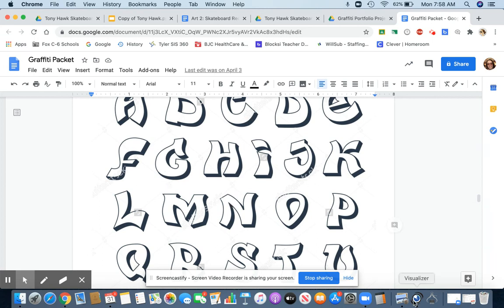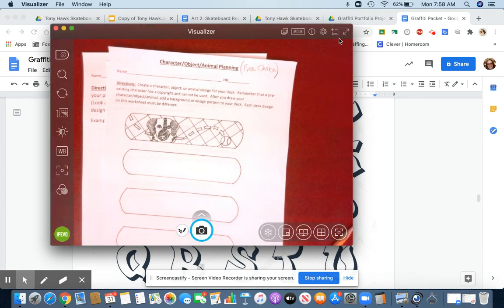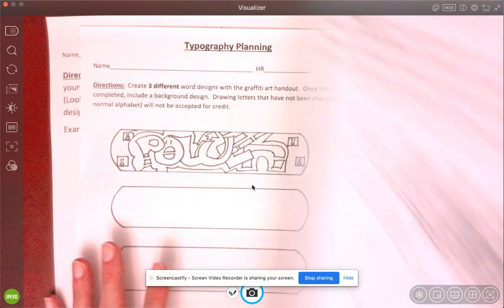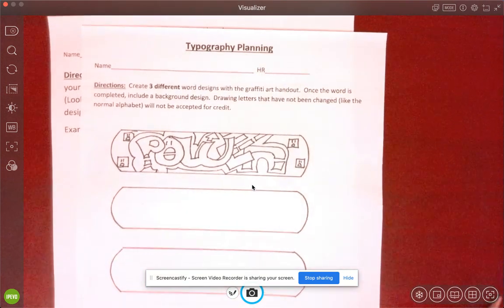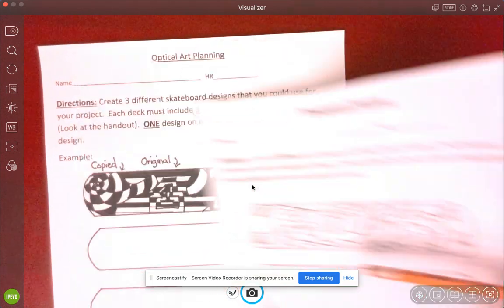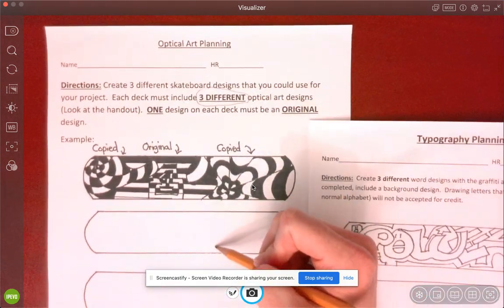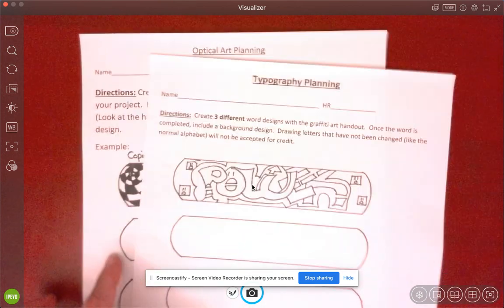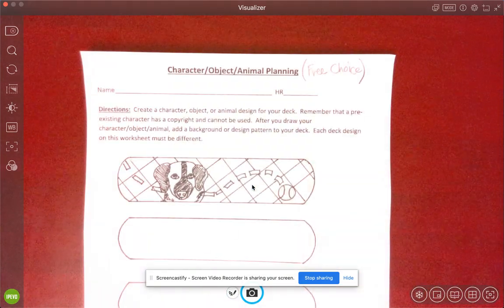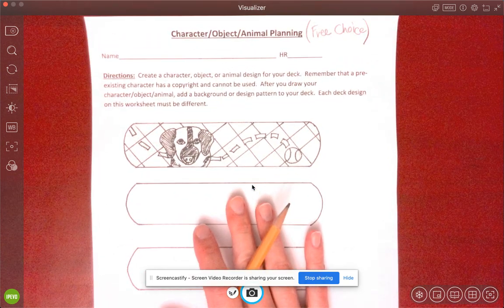All right, so let's go back to the document camera. I'm going to expand it. I gave you a little bit of ideas on the typography or the graffiti one, and a few ideas on how you could work with the optical art one. Let's go to the free choice, because free choice can be really hard. Now, just because it's free choice doesn't mean that you can't use the internet to help you.